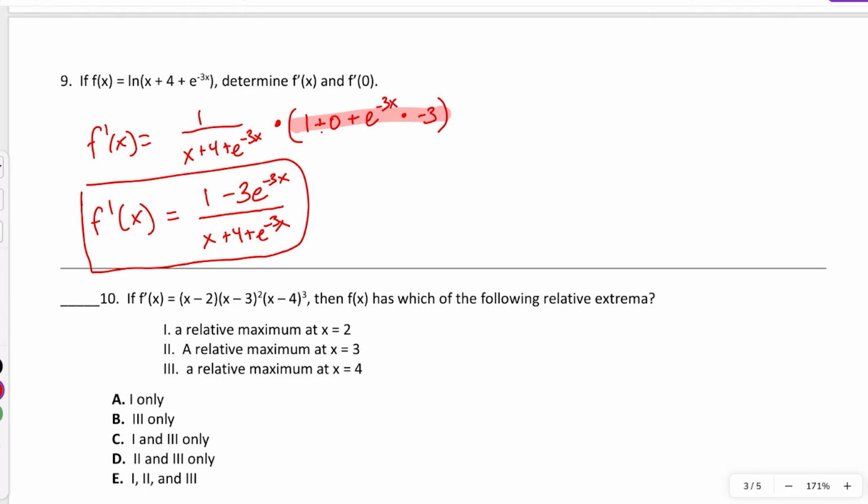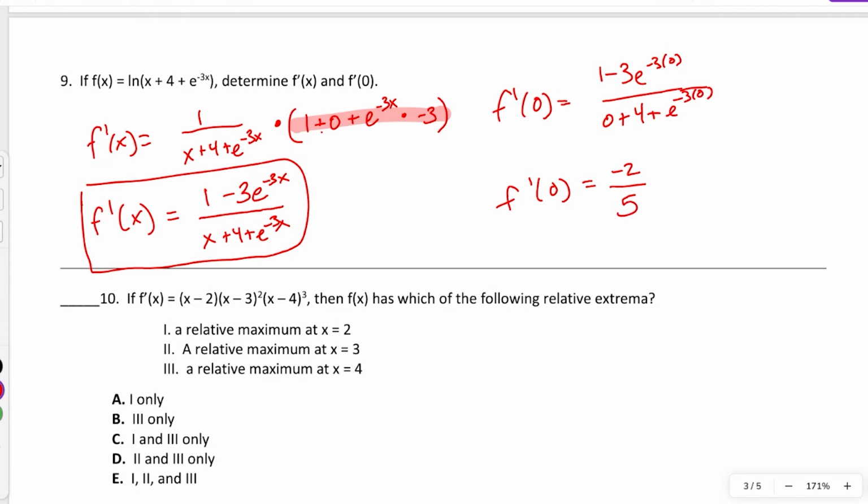Now we want to find f prime of 0. So f prime of 0 is going to be what I get when I plug in 0 everywhere. So I'm just going to rewrite the entire thing, but replace all the x's with a 0. All right, so let's start simplifying. Now, anything to the 0th power is just 1. So for that numerator, we have 1 minus 3 times 1. 1 minus 3 is negative 2. And then on the denominator, we've got 0 plus 4 is 4, plus anything to the 0th power is 1 again. So it's going to be negative 2/5.